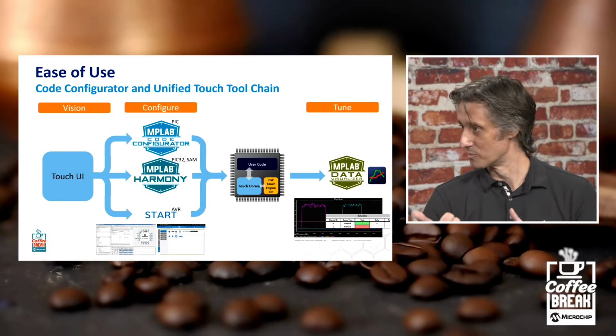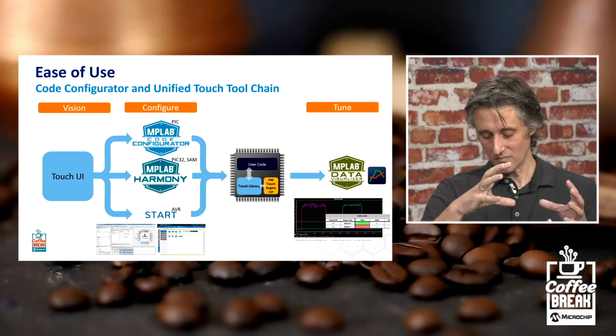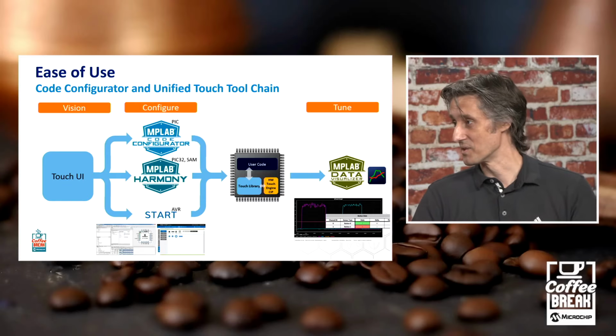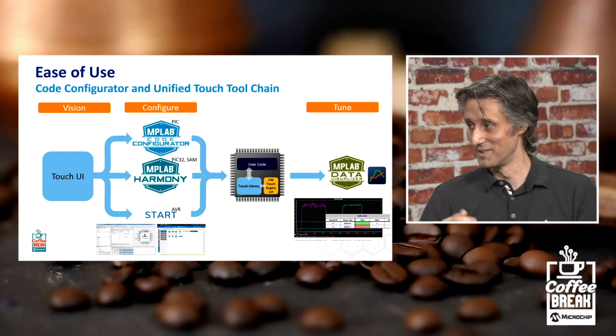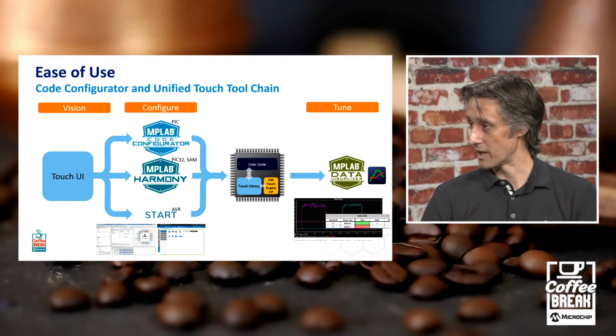So, the whole code configuration process, we have several of these code configurators, depending on if you have an 8-bit or a more complex 32-bit MCU. The good news is that the configuration takes you, if you do this first time, let's say half an hour. If you do the second time, in 10 minutes you have that configured. That's incredibly quick. Pretty quick.